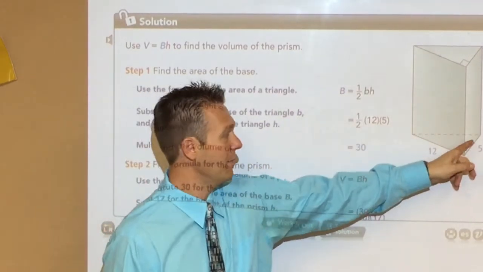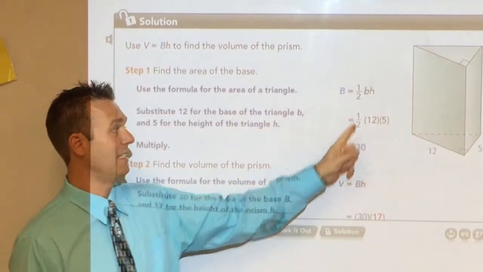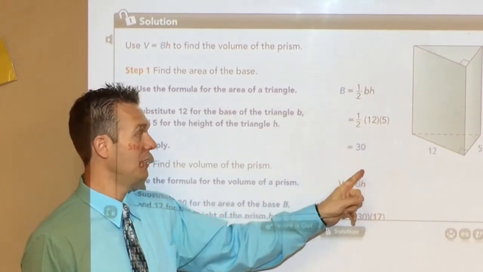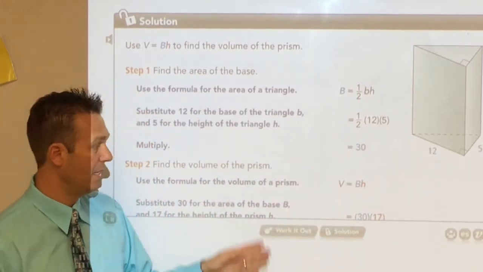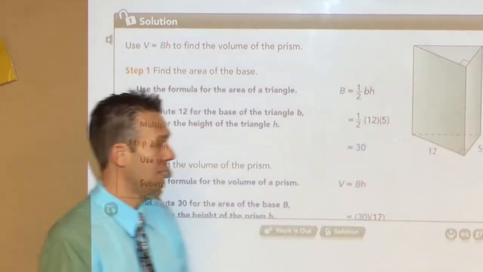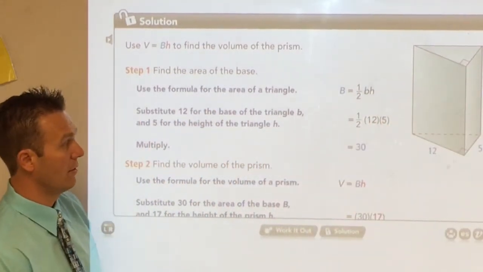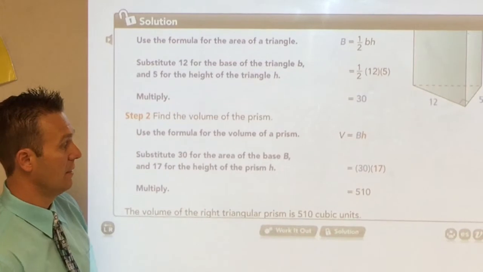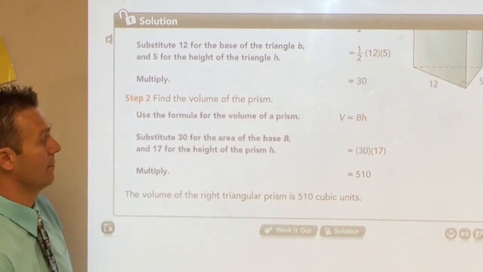We use the numbers 12 times 5, which happens to be 60, and then times 1/2 or divided by 2 gives you 30. You now have the base, and then you got to multiply it by its height, 17. So 30 times 17 gives you 510.